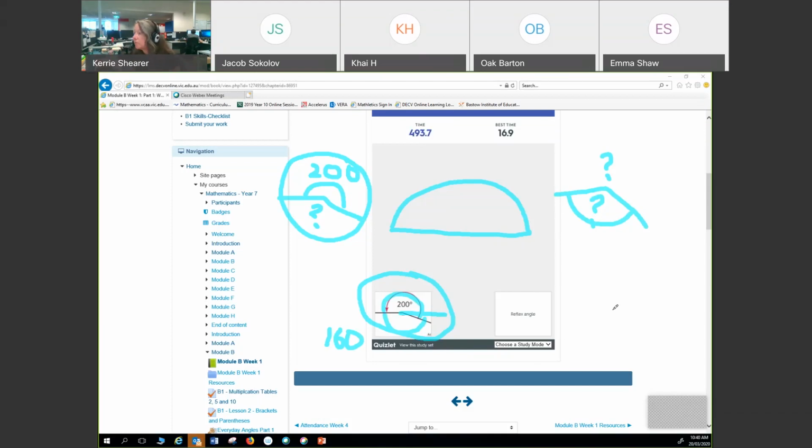Oak said obtuse, and I totally agree with you. Somewhere between 90 and 180. So one of the skills I want you to be able to have is to be able to estimate the size of an angle. Oak, if you had to guess how big that was without measuring it, what might you say? Or anyone else in the room, how big do you think that angle might be?